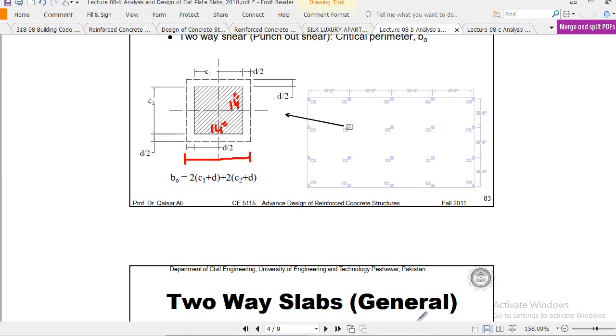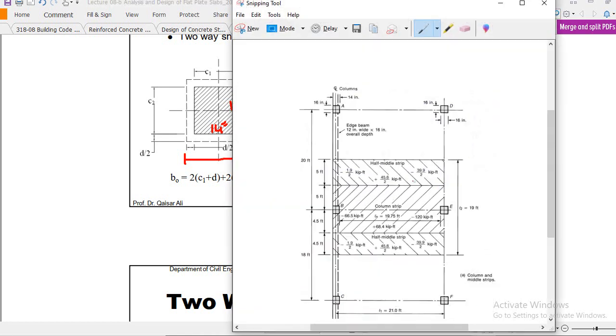Clear? And this is the diagram. This is the 14 by 14 inch column, plan view. This is 20 feet and this is 22 feet.